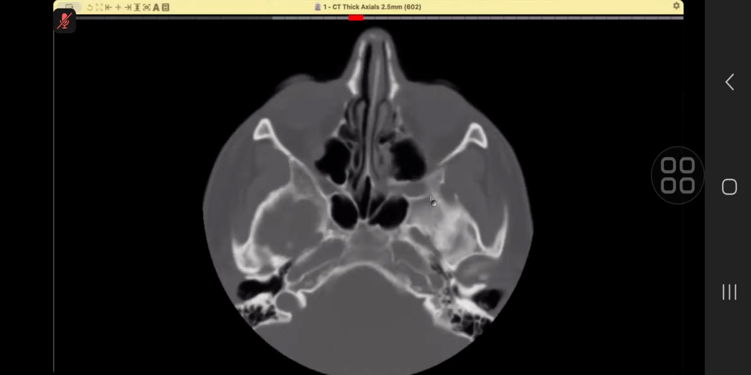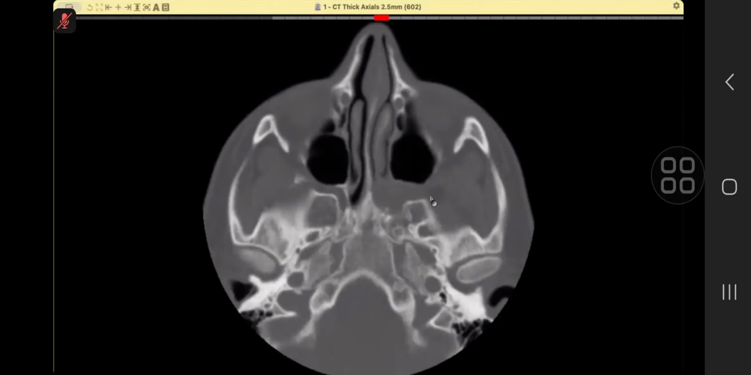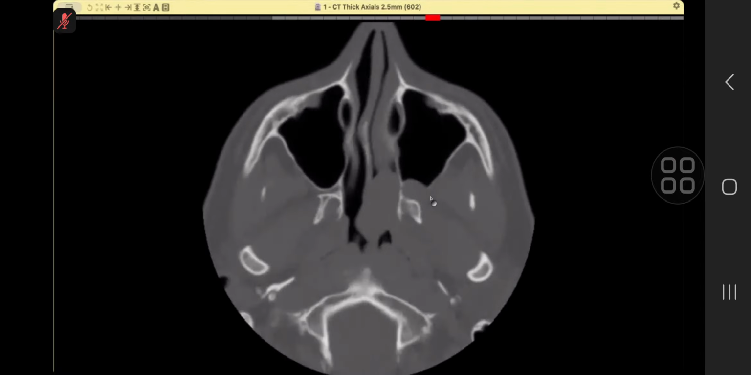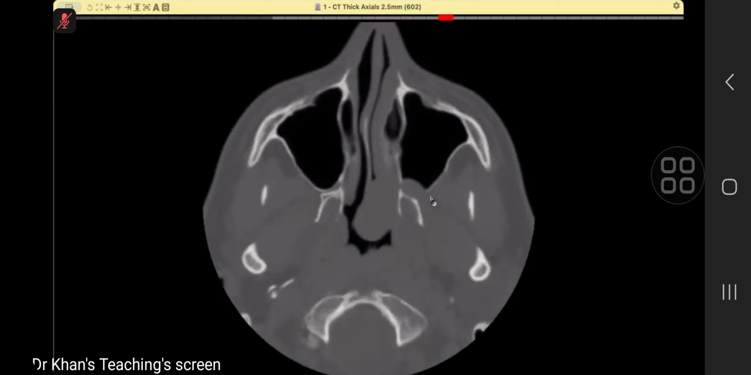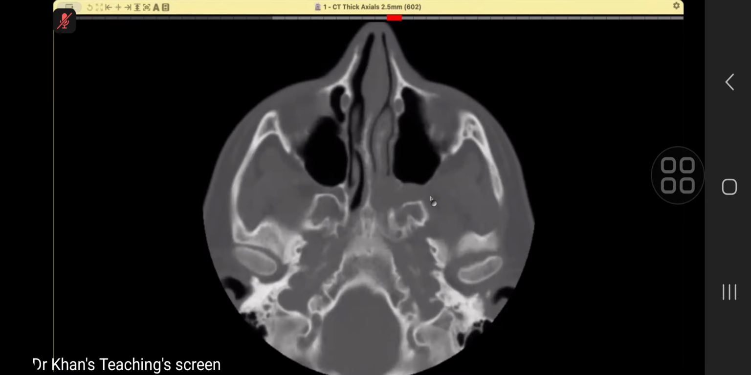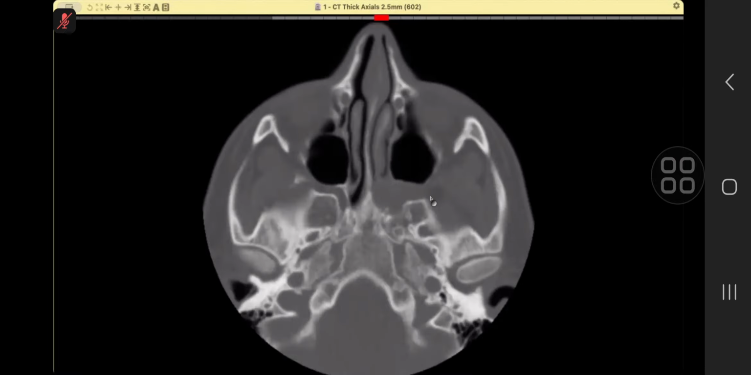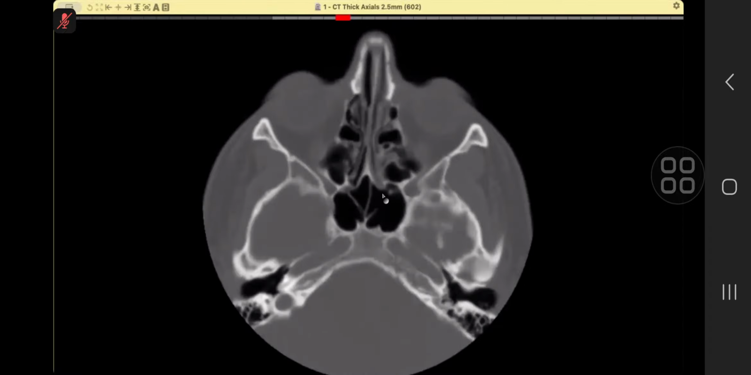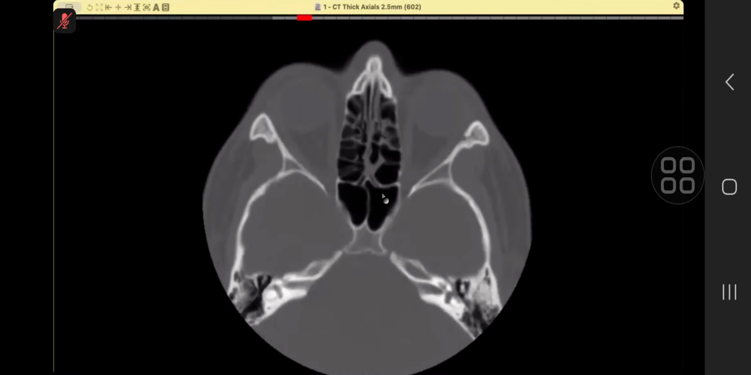I want to look at the foramen rotundum. Yeah, the foramen rotundum is also widened. Can you point out the foramen rotundum? Yes, sir. Sure. Sir, this one is the normal side and this is the abnormal side. Is it? Yes, sir. So I think so.